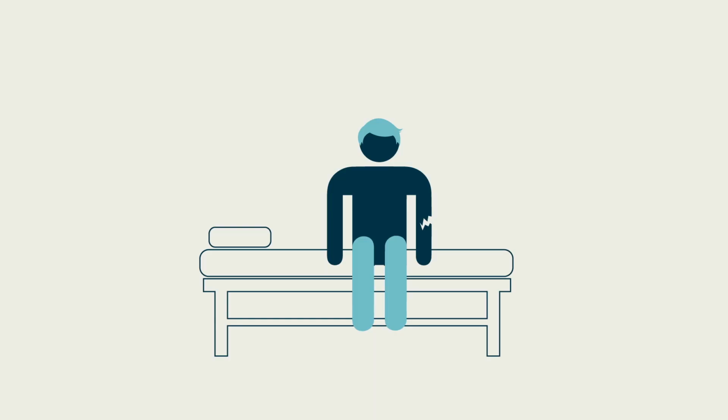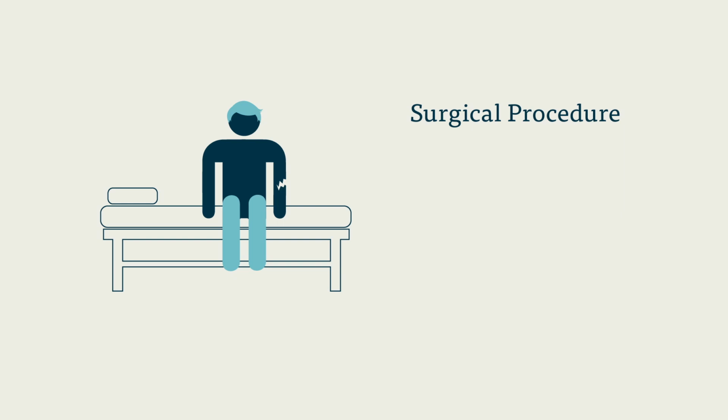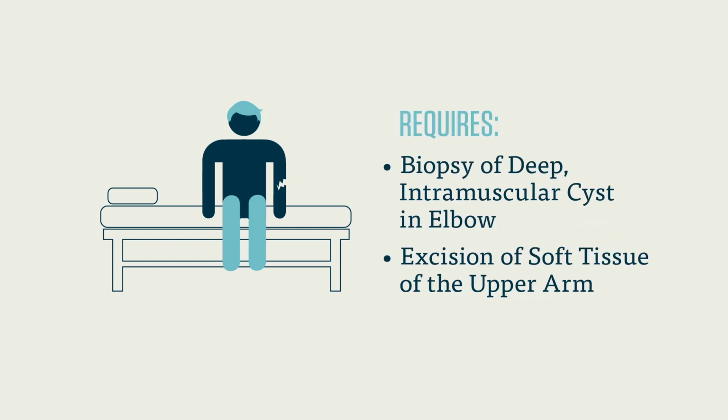A patient requires a biopsy of a deep intramuscular cyst in his elbow. This is a surgical procedure, so we'd find the code in the surgery section of the CPT codebook. This is also a procedure related to the musculoskeletal system, which is the first subsection of the surgery section, so we'd flip toward the front of the section. We'd locate the correct part of the body that the surgery is performed on, the humerus, upper arm, and elbow. From there, we'd look at the excision codes. The first one that comes up is the excision of soft tissue of the upper arm.